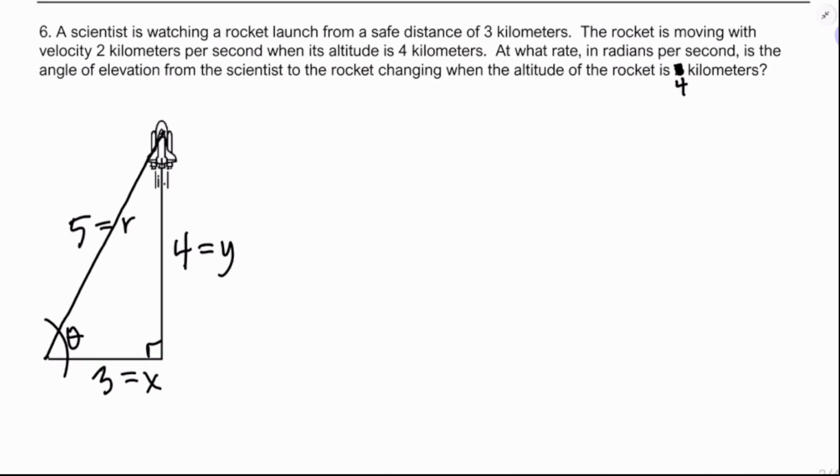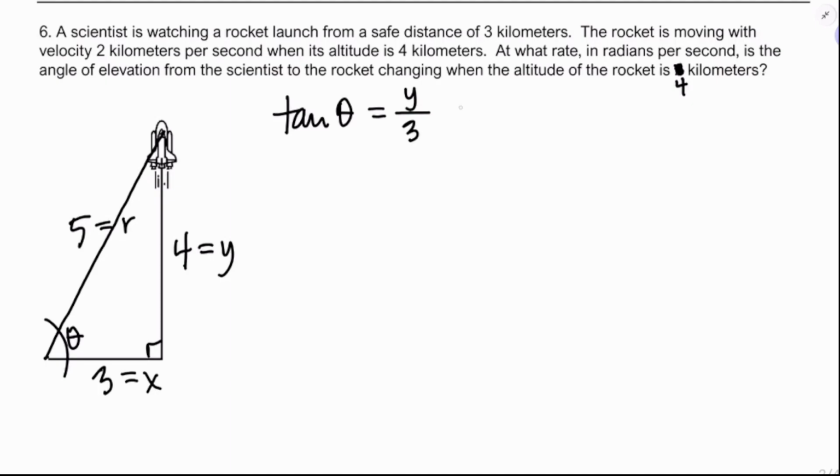All right, so what's changing? Y is changing. X is not changing. R is going to be changing. So my options would be to use sine. Sine of theta would be y over r, but both y and r are going to change. But if the scientist isn't moving, then x is going to stay the same. So I'm going to use tangent. Tangent theta equals y over x. In that case, x is fixed, so I'm going to substitute and say it's y over 3.